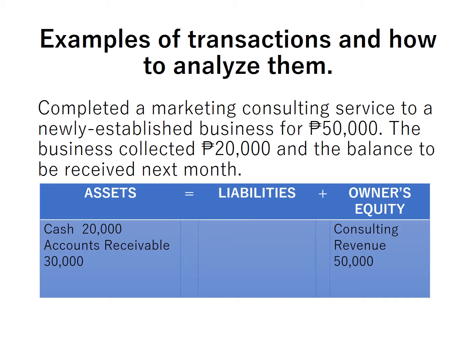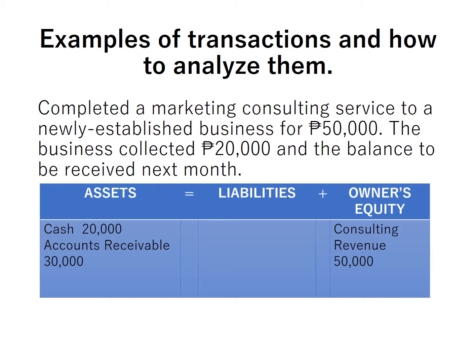Not the full amount was collected, so the business has a collectible. We can use the accounts receivable account in order to record the collectible. The third account affected is consulting revenue because there's an income. The business had completed a marketing consulting service. We are going to use the consulting revenue account to record the income.